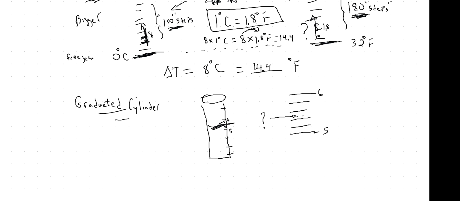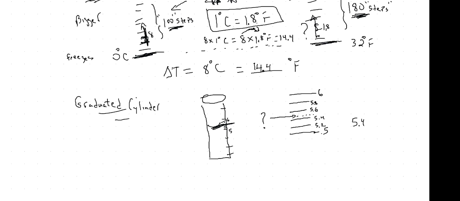Well, this is 5. This is going to be 5.2. This is going to be 5.4. This is going to be 5.6. This is going to be 5.8. Okay, I think everybody could see that. So this reading will definitely be between 5.4 and 5.6.